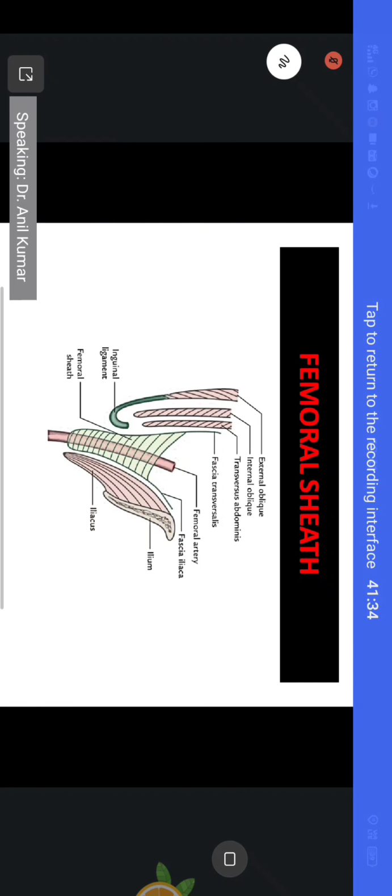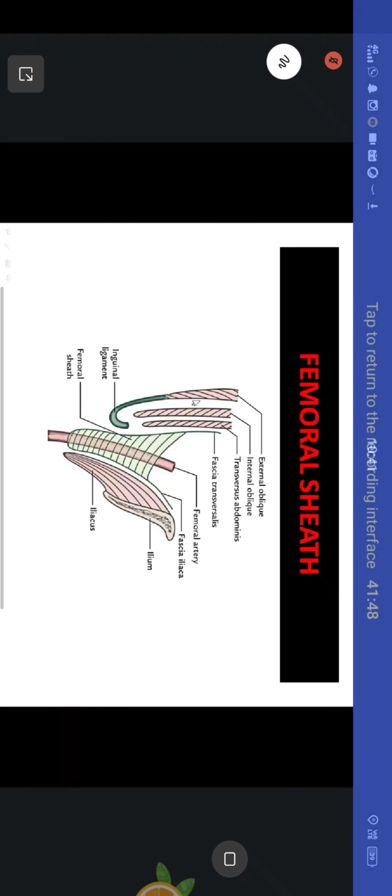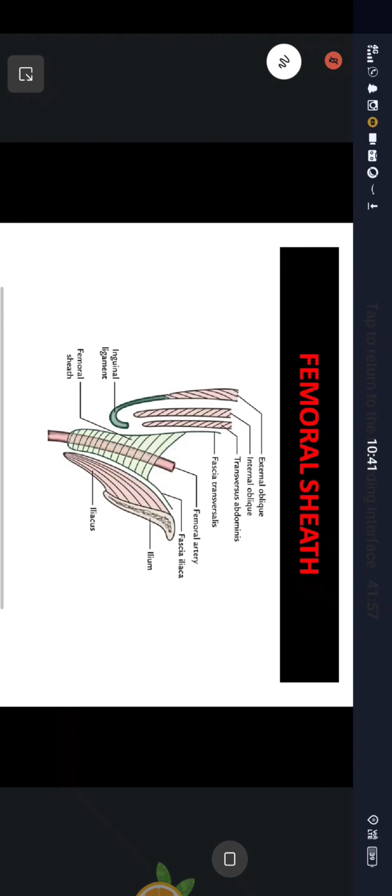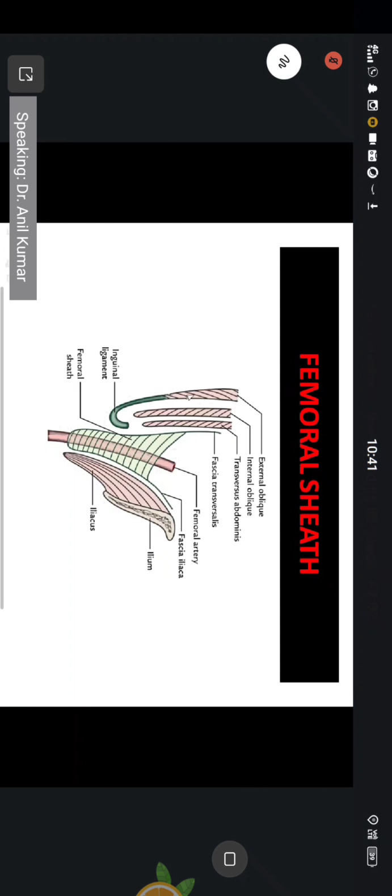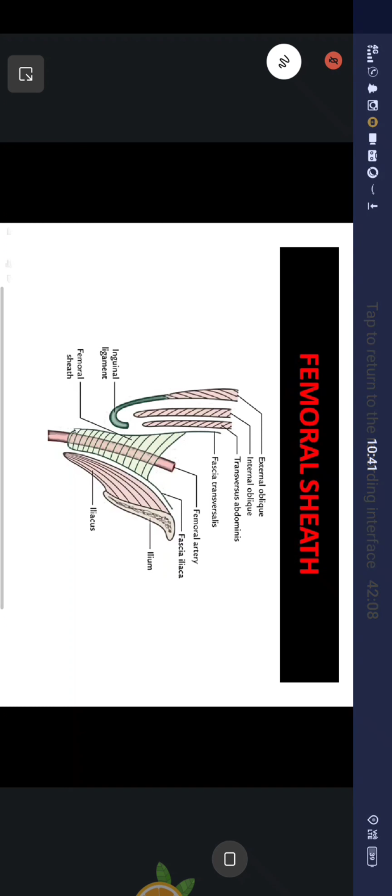Here in this diagram, you can see this femoral sheath. This lower part is the anterior abdominal wall. The anterior abdominal wall consists of 3 muscles: external oblique, internal oblique, and transverse abdominis. The fascia covering the posterior aspect of transverse abdominis is called fascia transversalis. It runs downwards, see this line over here, and enters the upper thigh region. So this is forming the anterior wall of this femoral sheath.